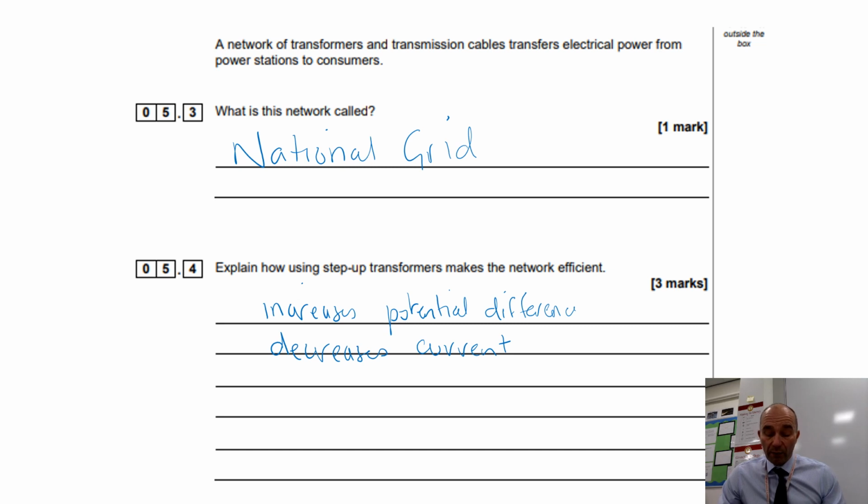through the cables, they will heat up a lot, and we get lots of unnecessary, unwanted energy transfers and we lose a lot of thermal store of energy. So by decreasing the current, there's going to be less energy used to heat up the cables, less energy is being lost to the surroundings. So your 3rd mark, therefore, less energy is lost to the surroundings.